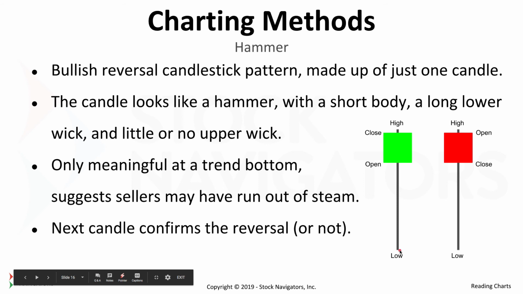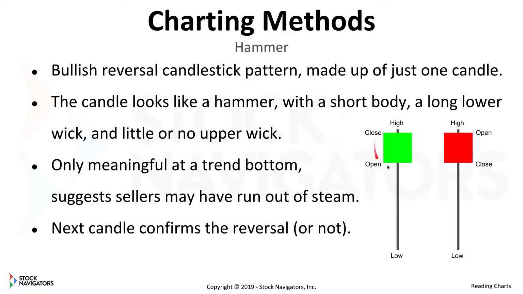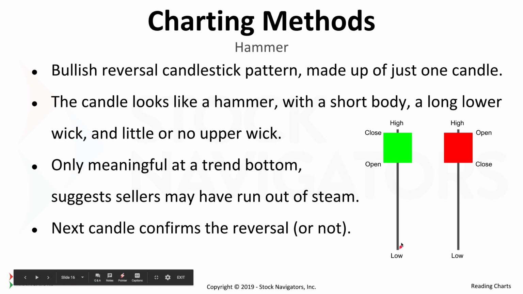But then the sellers just had no more steam left. They had no more power at all to keep the price down, and they couldn't do it. And buyers came rushing in and pushed the price up. Now, if you see a green hammer at the bottom of a downtrend, that is additionally bullish, because that means not only did the sellers run out of steam down here, and not only did the buyers push price all the way back up to here, but the buyers actually kept pushing the price all the way up, and the buyers held the price until this period closed.